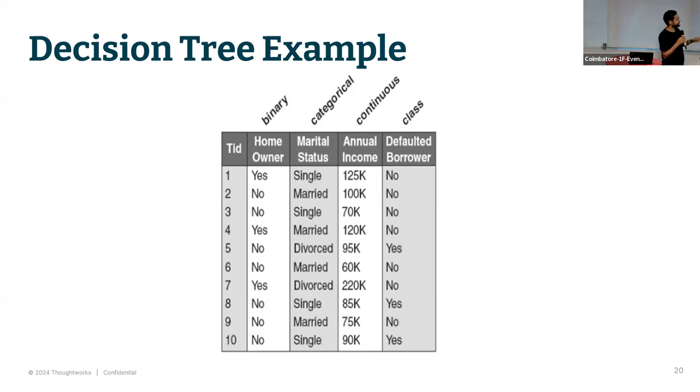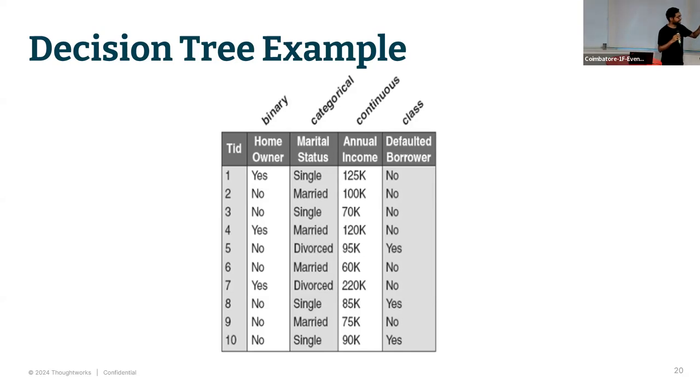Similarly, there is the marital status, the annual income, and again, the bank has historical information on whether this person has borrowed some money and defaulted on it. Defaulted means they have not repaid the loan. So you can see some of the rows are marked as defaulted: row number 8, 10, and similarly 5. These are the persons who have defaulted.